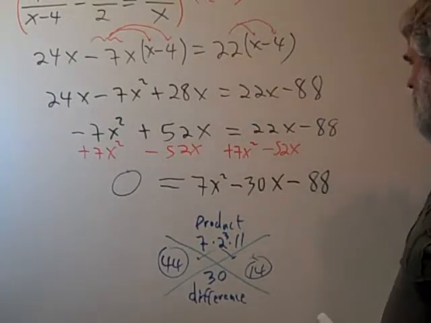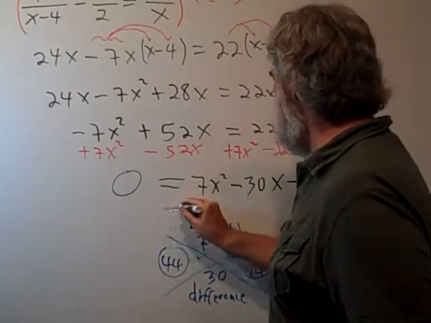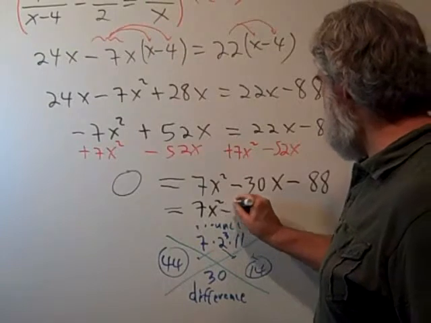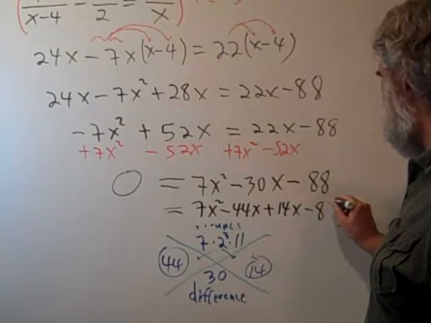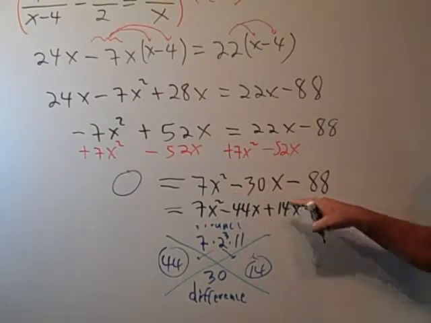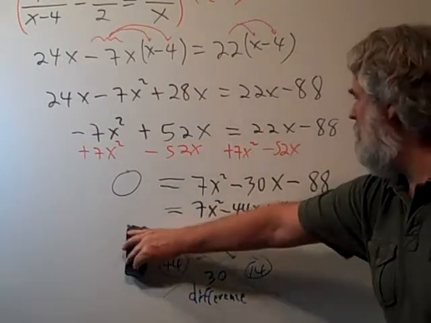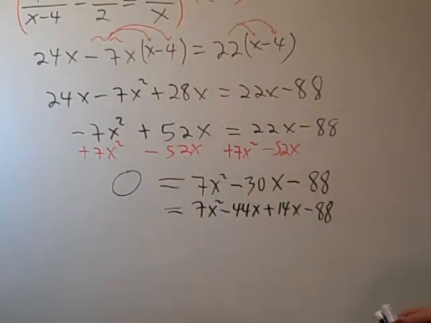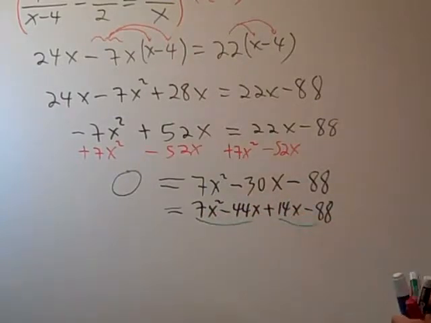So, let's rewrite the middle term using those numbers. So this is equal to 7x squared minus 44x plus 14x minus 88. Because negative 44 plus 14 adds up to negative 30x's. And we've rewritten the middle term using these two numbers. And now we can use factor by grouping to finish up the factoring and to finish solving this equation.